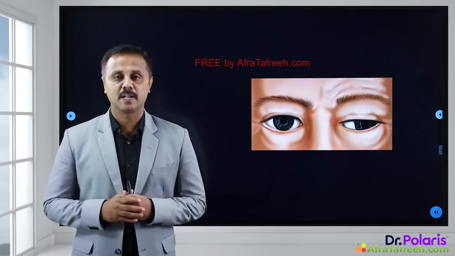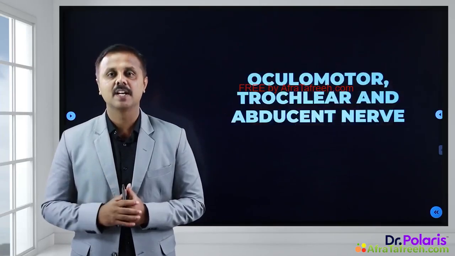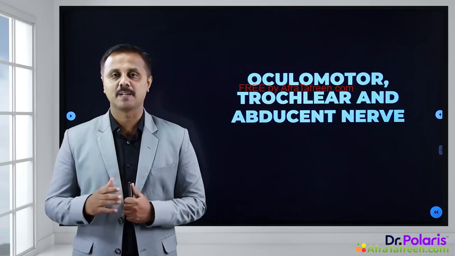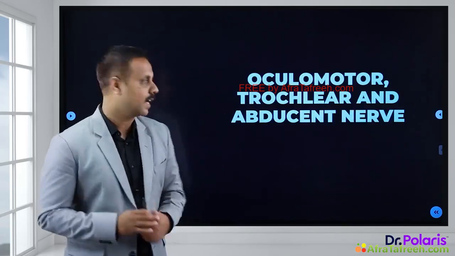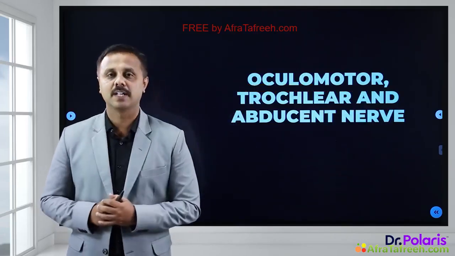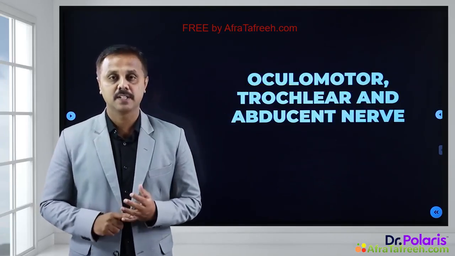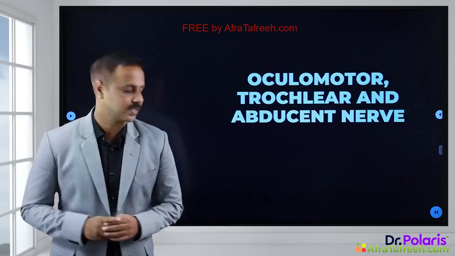So these extraocular muscles not only control movement of the eyeball, they also make sure that the eyeballs stay in normal anatomical position. The nerves which are responsible for controlling the movement and the normal position of the eyeball are three important cranial nerves. And in this session, we will focus on the anatomy of these three important cranial nerves: the oculomotor, trochlear and abducent nerve, the third, fourth and the sixth cranial nerves.